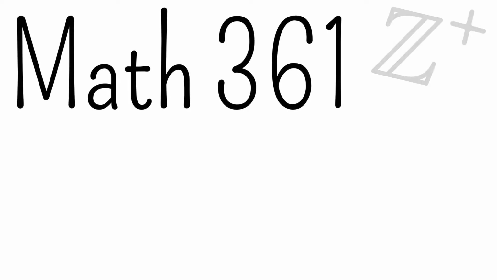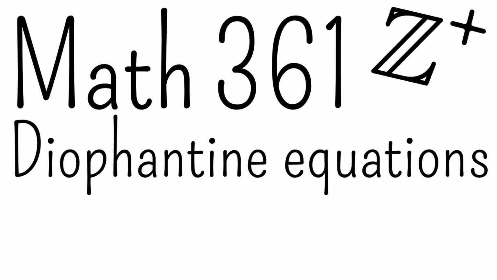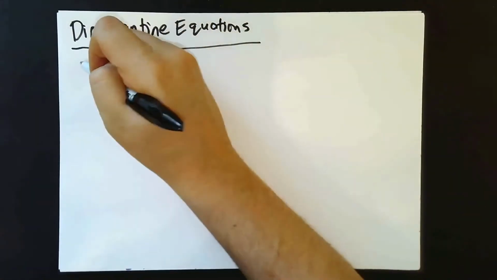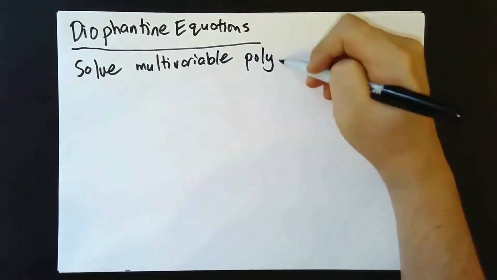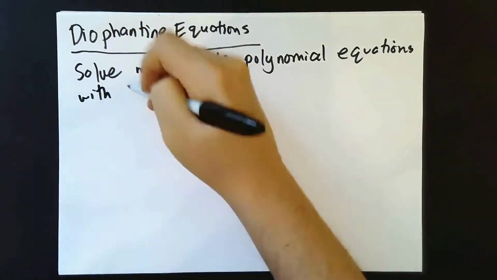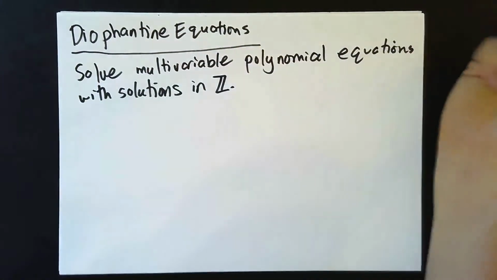Welcome back, everyone. Today I wanted to give you a sort of executive summary of what we've talked about with Diophantine equations. So we started with a really broad goal, which was to solve polynomial equations in many variables with solutions exclusively in the integers.